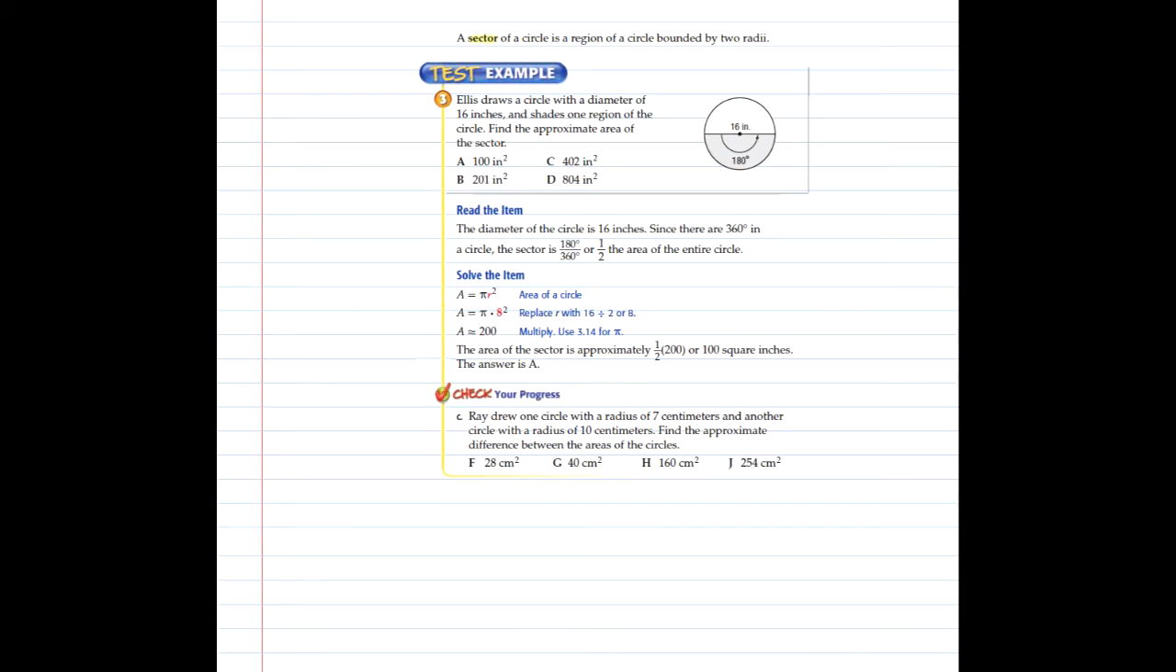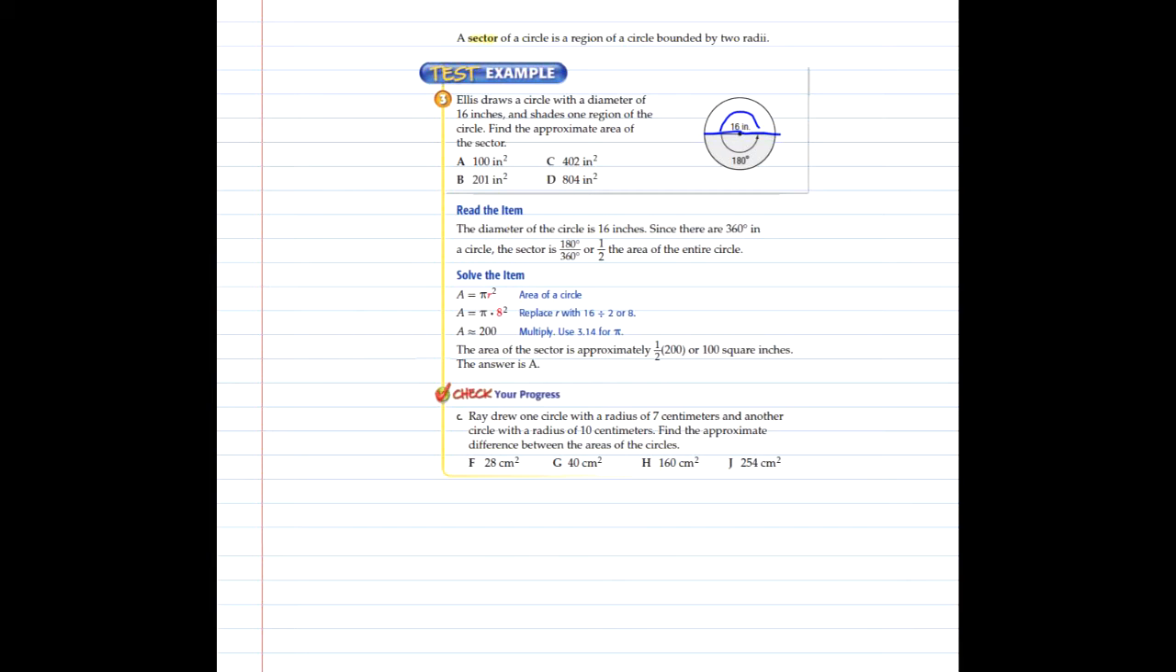Ellis draws a circle with a diameter of 16 inches and shades one region of the circle. Find the approximate area of the sector. It says above here, a sector of a circle is a region of a circle bounded by two radii. This is a radius here or a radii here. Here's another one. That means this is a sector. There are 360 degrees in a circle. The sector then is half that, or 180 degrees.